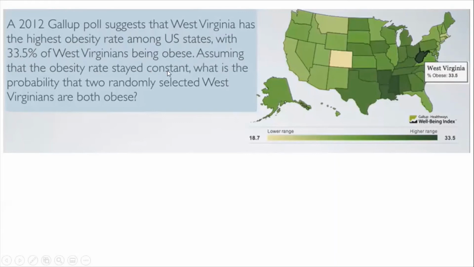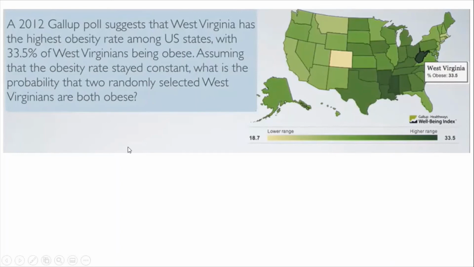Assuming the obesity rate is still constant, what is the probability that two randomly selected West Virginians are both obese? The probability of obese is 33.5%. So we randomly select two people from West Virginia. What is the probability that both are obese?